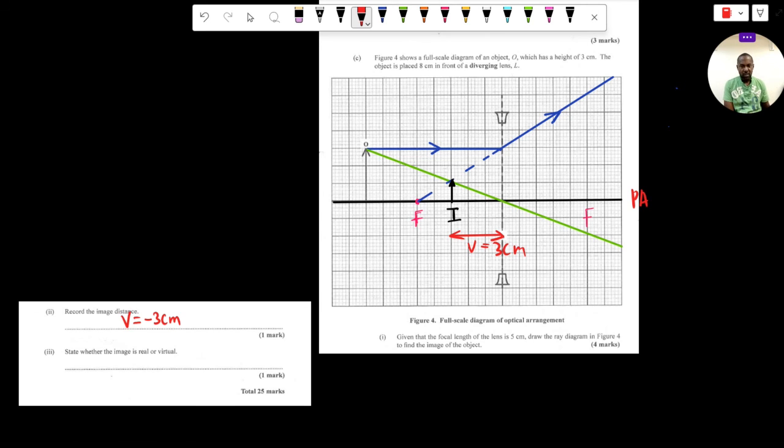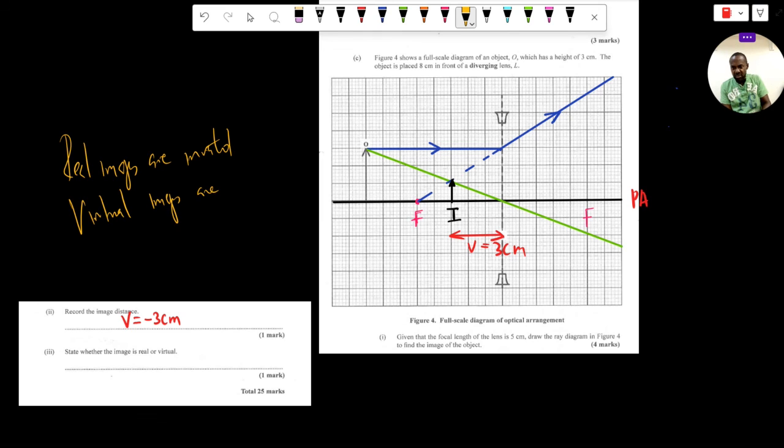First of all, let's examine the image. The image is upright, meaning it's the same orientation as the object. And this is another sign that the image is virtual, because real images are inverted, and it therefore means that virtual images are upright. So real images are inverted, virtual images are upright. And in this situation, the image is upright and it therefore is virtual.